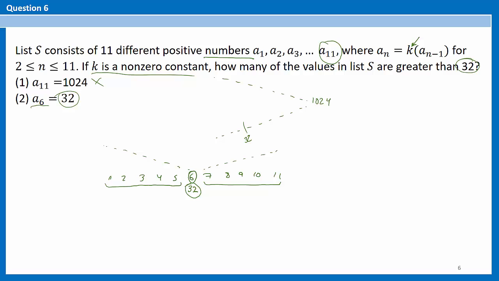Now, k cannot be 1, meaning that all of the numbers are 32, because they're different. So that rules out that possibility. So the answer is always going to be 5, either the right side or the left side, but the answer is going to be 5. So statement 2 alone is sufficient. That would be letter B.